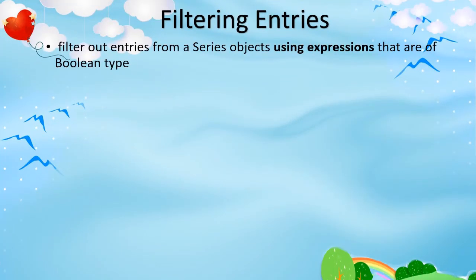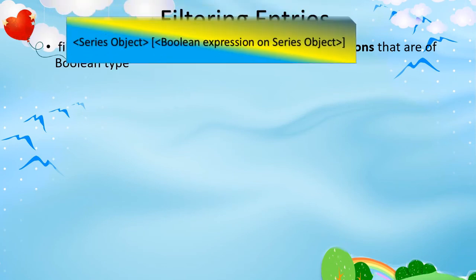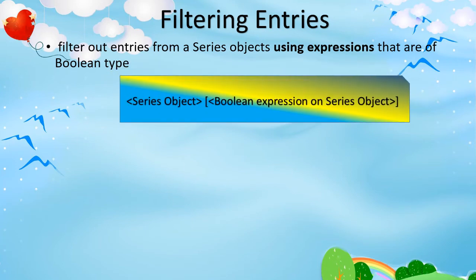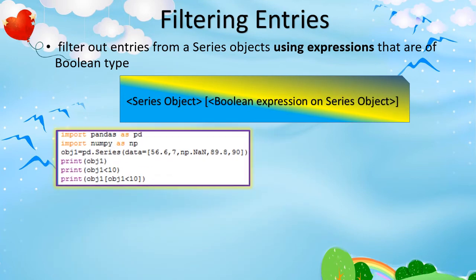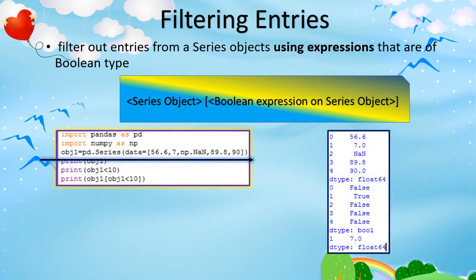Next, filtering some data from a series object using expressions. Filtering data means the general format is series object square bracket with a boolean expression. So we should give a logical or condition expression. See here, object 1 series is printed, and next we check the condition less than 10. So 56.6 less than 10 is false. Like that all the data is compared.